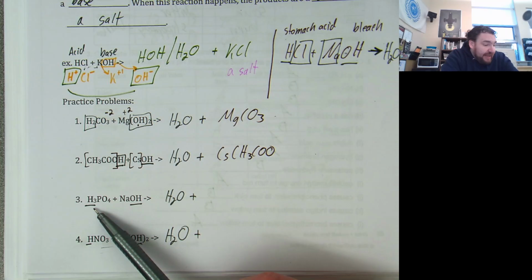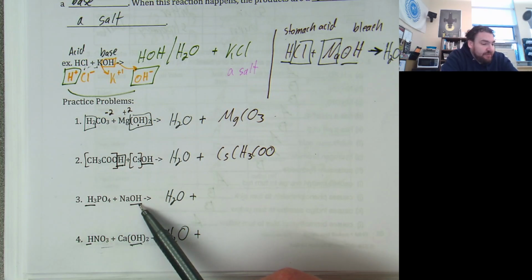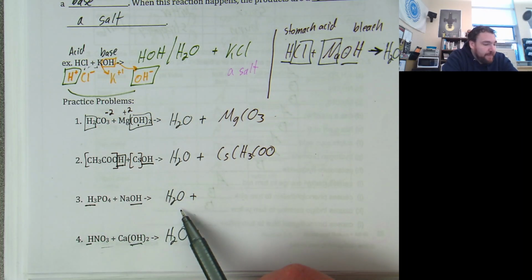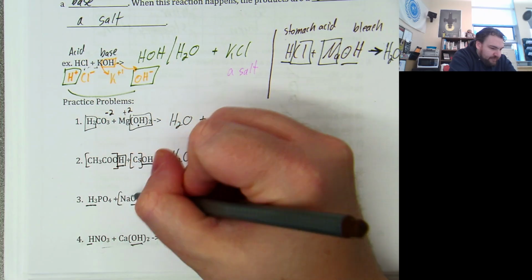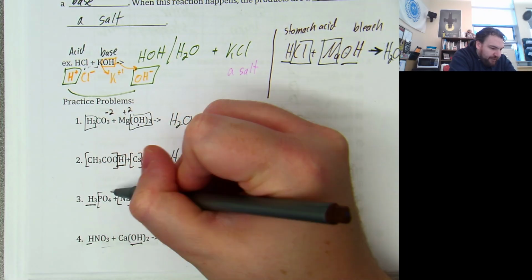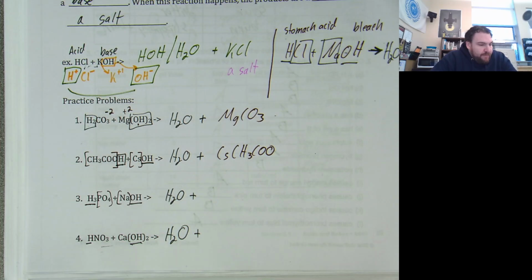Okay, the third one, I've got H3PO4 and I've got NaOH. The H3 and the OH are going to go into making water. What's left? I've got Na over here, and I've got the PO4 over here. What's the charge on those guys?